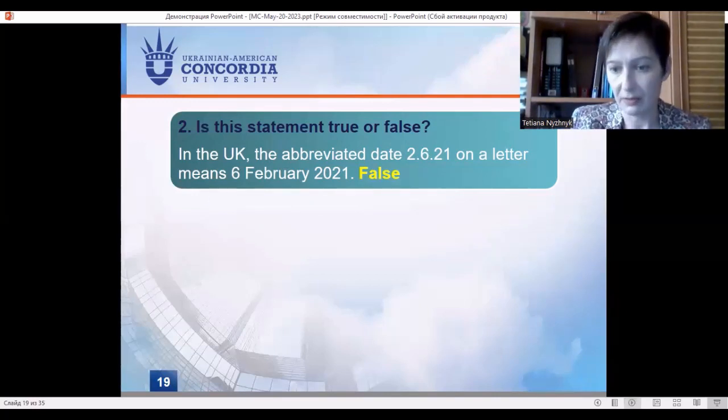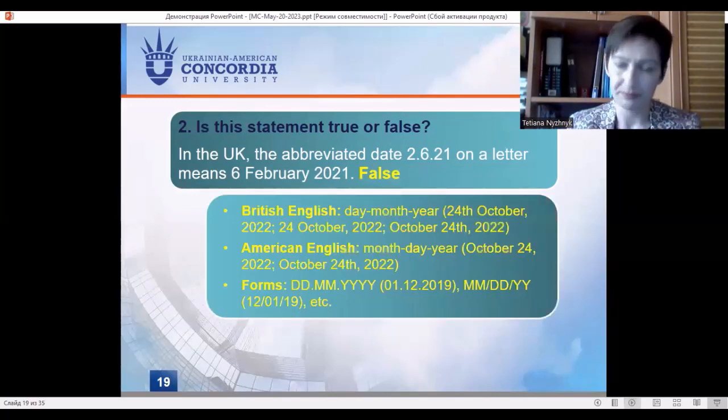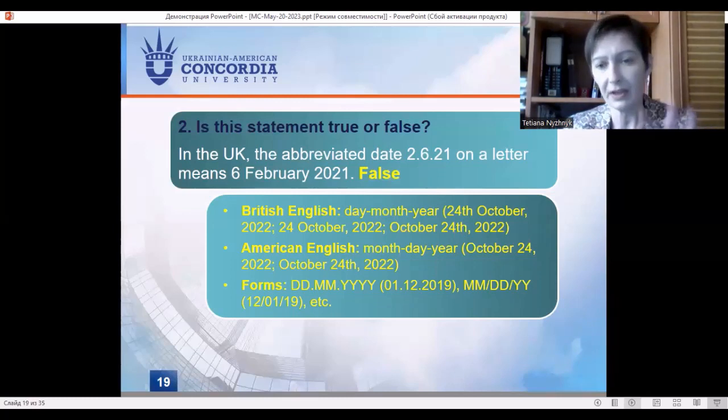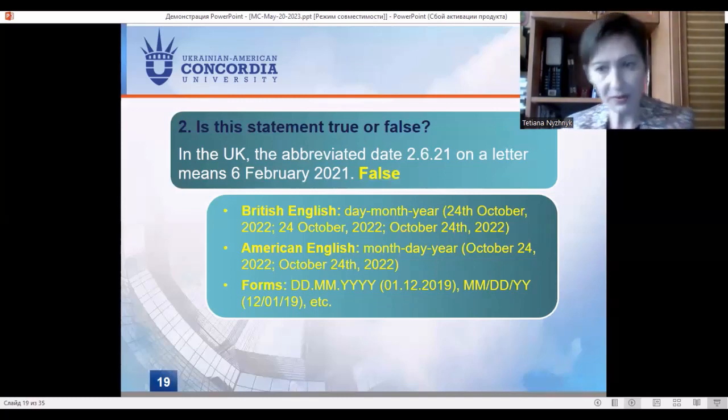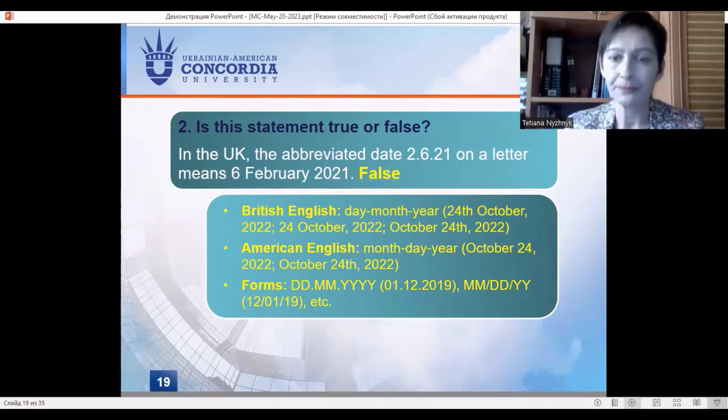In the United Kingdom and in Europe, this is in British English, you start with the day, then you mention the month, and then you state the year. There will be variations, like they don't usually stick to only one type of format. You can write the day with TH, without TH. Sometimes the day appears after the month, if the month is written in full. But it's always the 24th of October or October the 24th, and then the year.